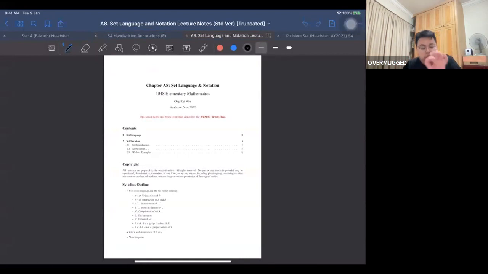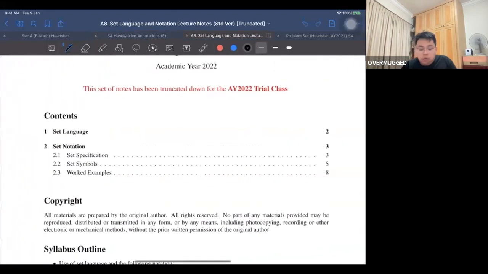Now there's actually another section after this. If you notice the content page here, there's section 1, which is set language, section 2, which is set notation, and section number 3 is Venn diagrams. I didn't put in the Venn diagrams because this is a trial session and I don't think I'll be able to hit that section by then.